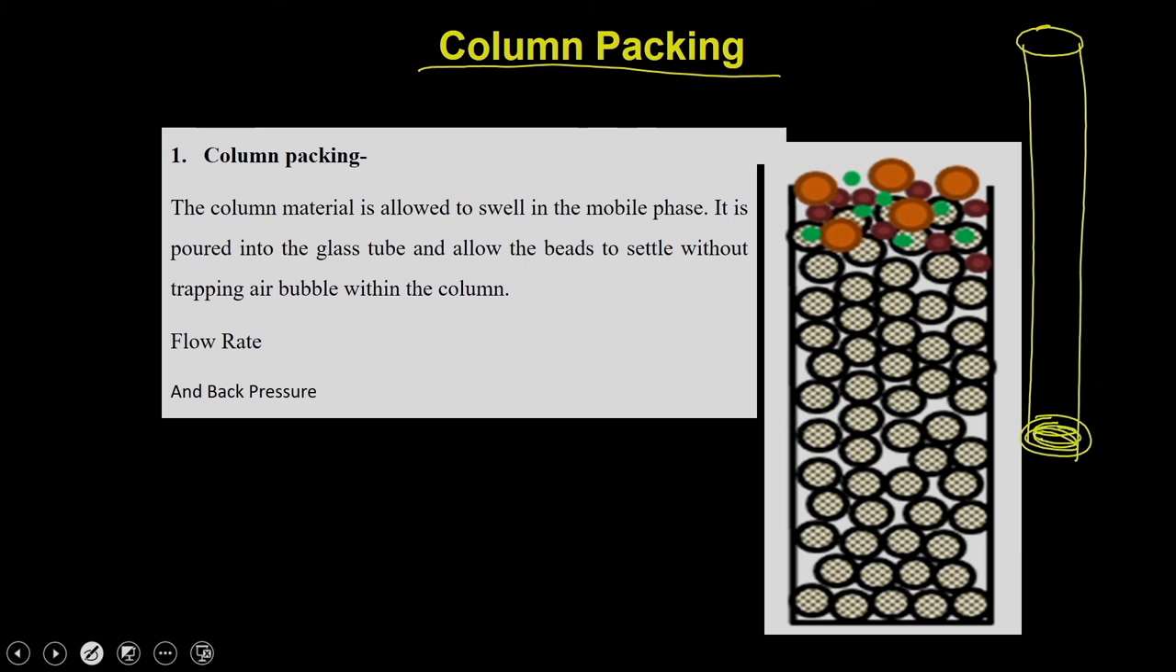Then first you clog the column with the help of cotton, or you can use glass wool. Then you fill the tube 50% with water, and then you start pouring the column material, which is present in the form of slurry. Once you pour, the slurry will settle and start falling, and then it will start settling down from the bottom, and that's how it starts forming the continuous column like this, where all the beads are arranged.